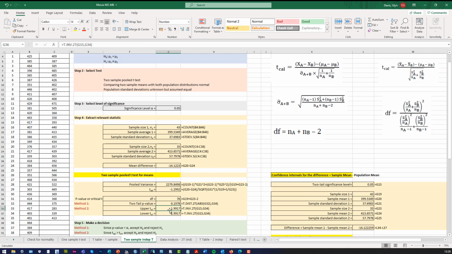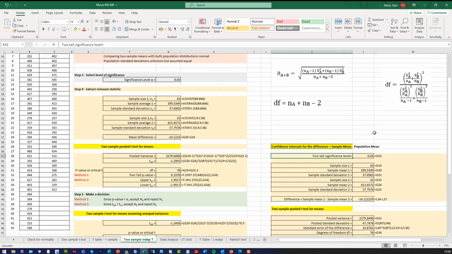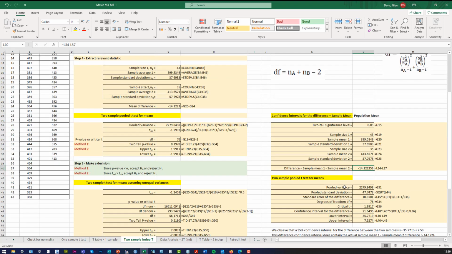Okay, the alternative, of course, is to undertake confidence intervals, and you'll see in the book that we've included how to calculate the confidence intervals for mu a minus mu b. So you rearrange this equation to get mu a minus mu b equal, and then you calculate all the particular values as you can see there.